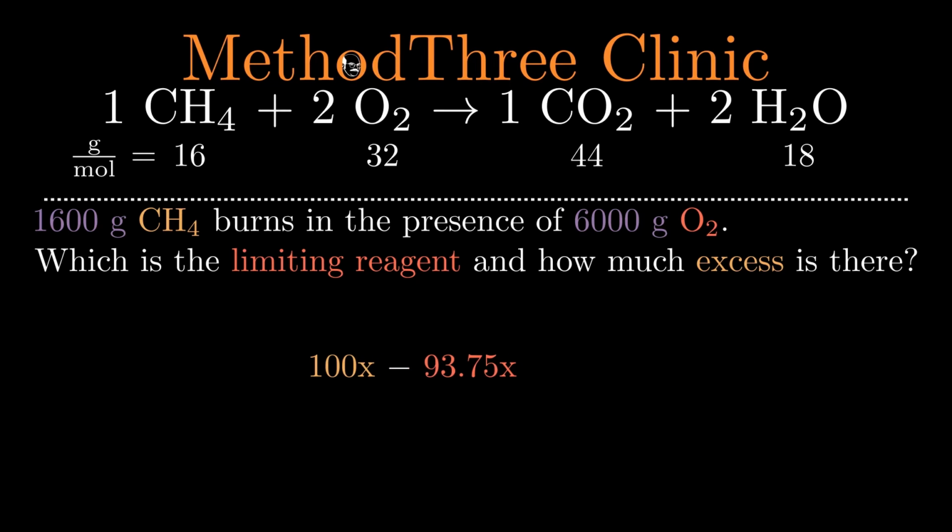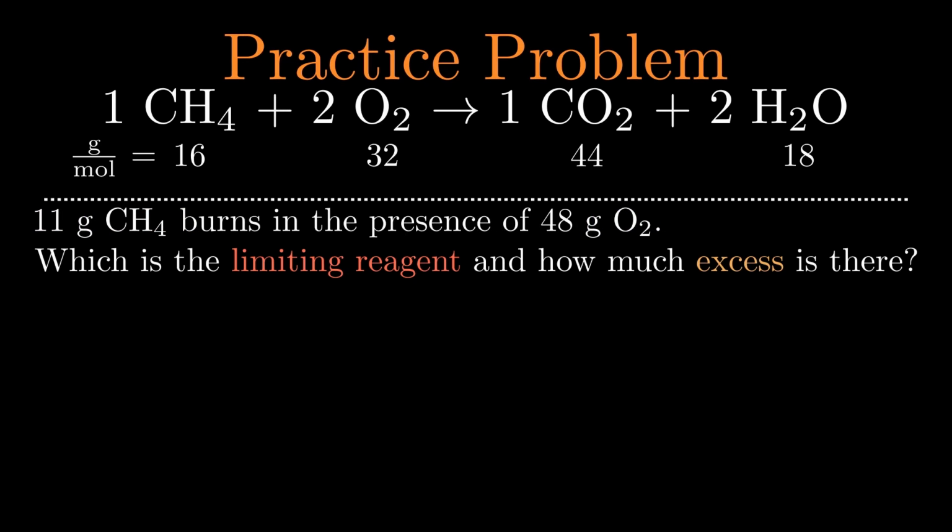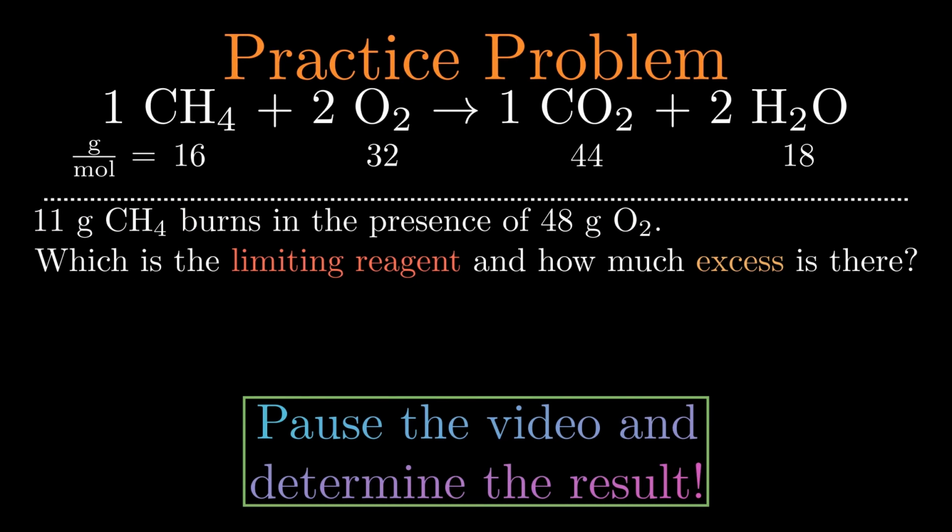If we have 100 times the methane and 93.75 times the oxygen, that means there's an excess of methane 6.25 times what the equation says. Since the equation requires 1 mole, or more appropriately 16 grams of methane, multiplying the two together reveals the excess amount to be 100 grams. Now that you've seen 3 methods for how to approach these problems, pause the video and try to answer this final question.